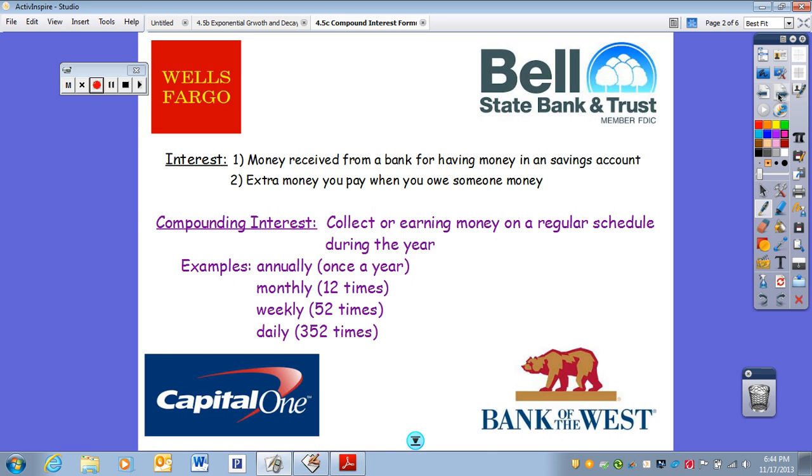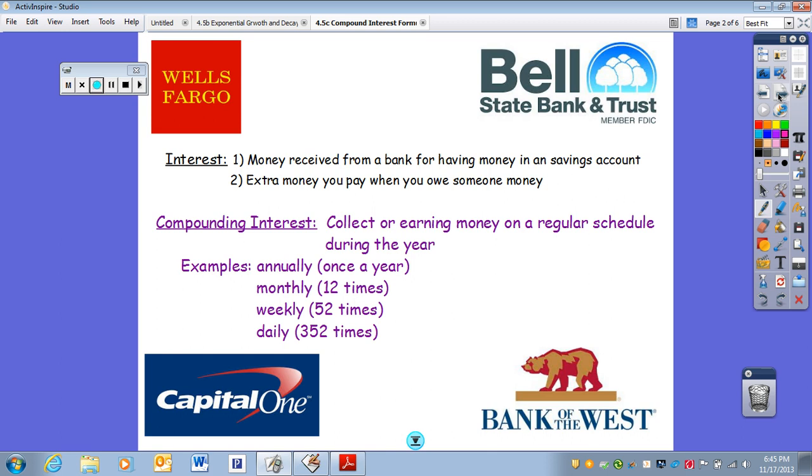So when you are doing compound interest, that's when you are collecting or earning money on a regular schedule during the year. For example, annually means that once a year you would be collecting interest, or monthly, where they would be paying you interest 12 times, weekly 52 times, or daily 352 times.